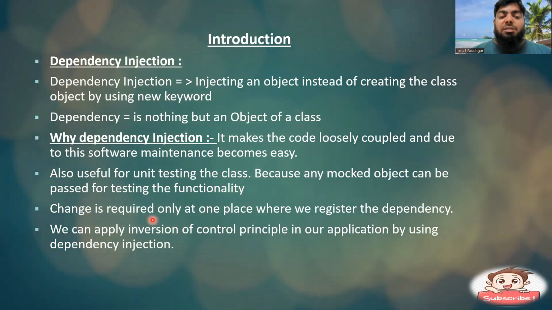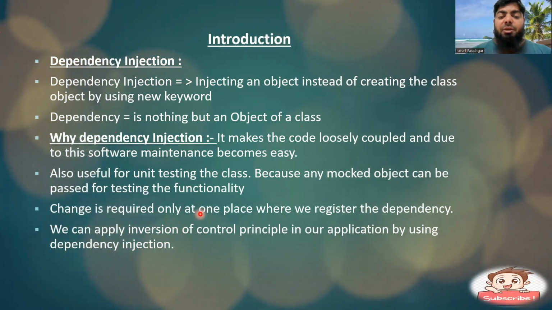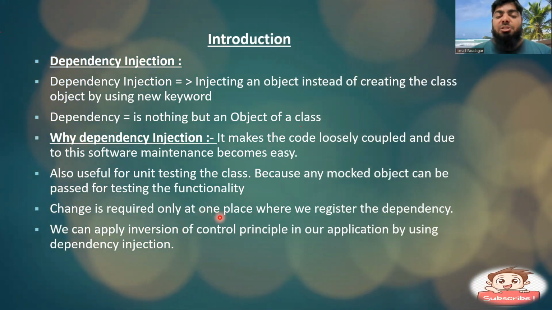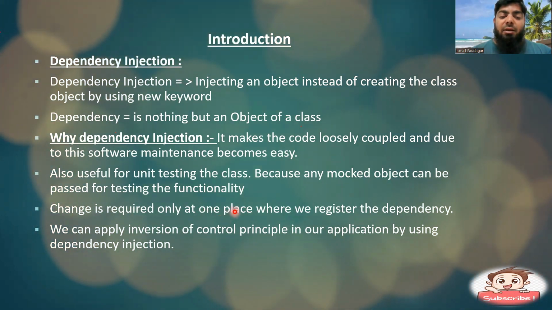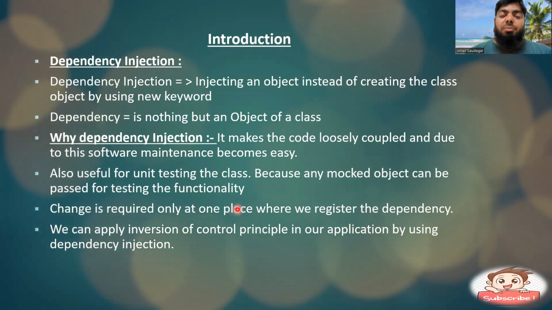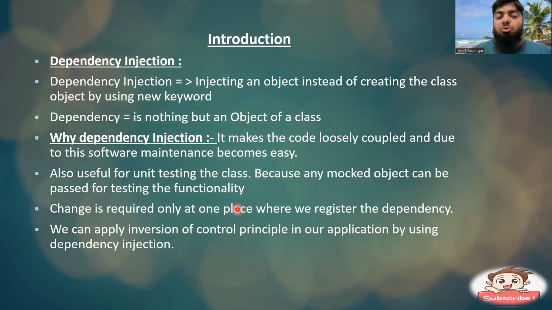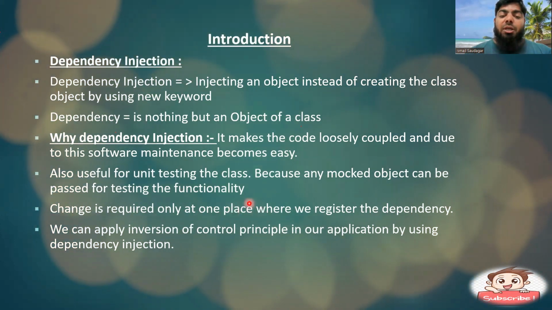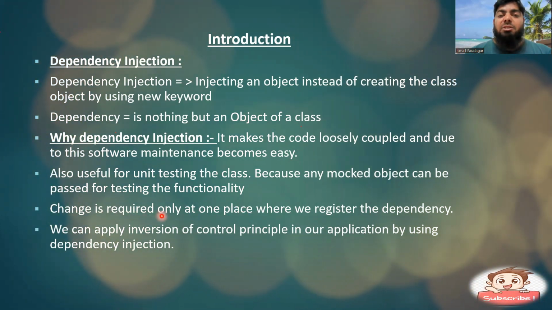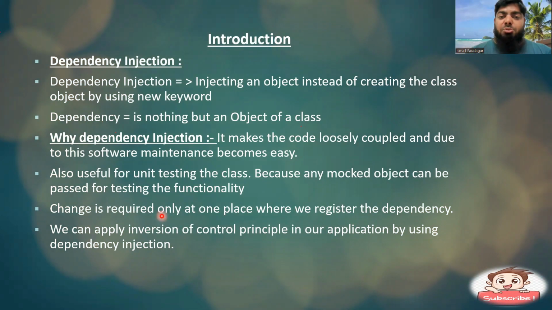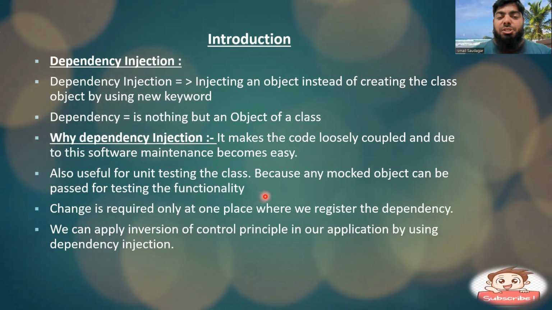In dependency injection, a change is required only at one place, where we register the dependency. What happens in dependency injection is that we specify the class whose object is required in the container. Suppose that particular class object is required in 100 different places in the project. There is no need of changing those places. We only need to specify the class object in the container, at the place where we register the object. So instead of changing 100 places, only one place has to be changed.